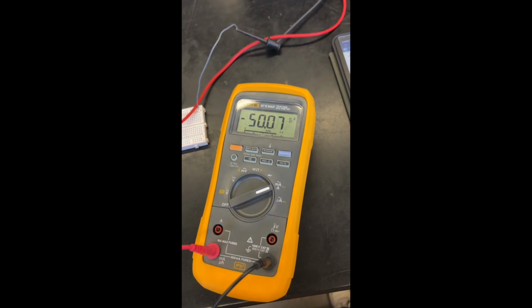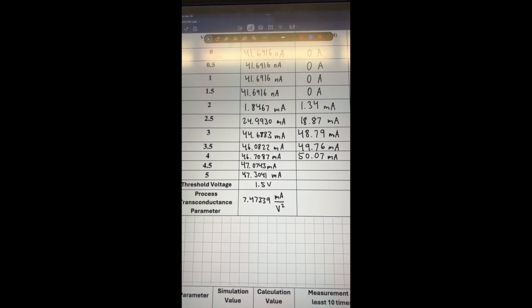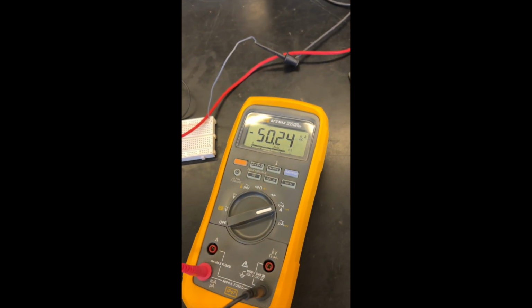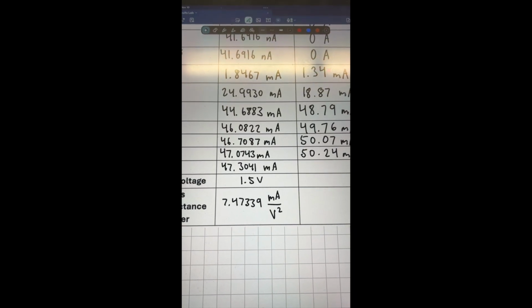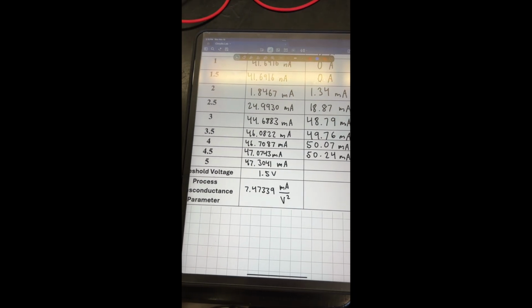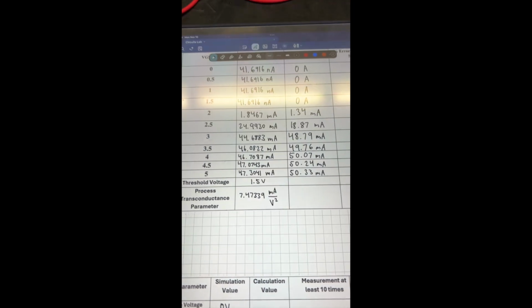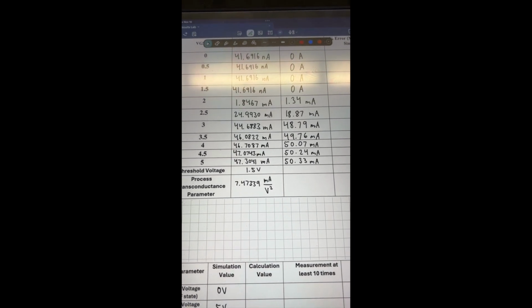For 4 volts, I'm getting 50.07 milliamps, and I simulated 46.7087 milliamps. For 4.5 volts, I'm getting a drain current of 50.24 milliamps, and I simulated 47 milliamps. For a 5 volt input, I'm getting a drain current of 50.34 milliamps, and I simulated 47.3 milliamps.